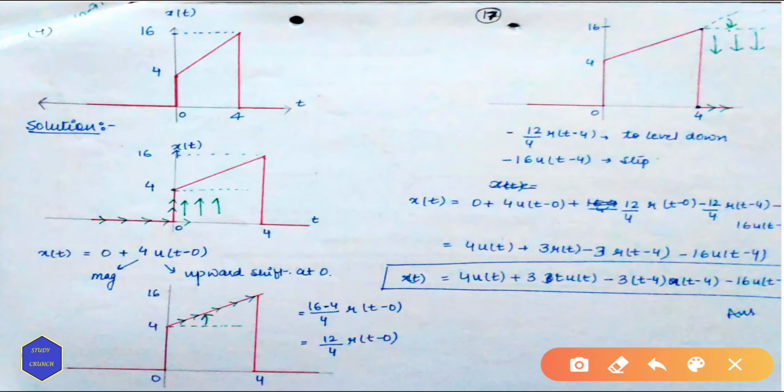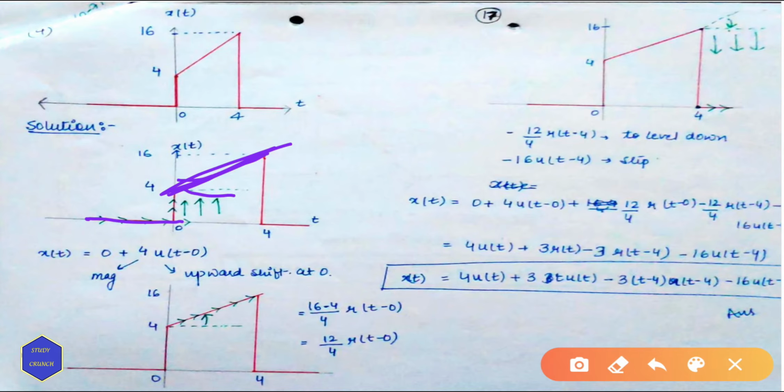Now we have both. First of all, moving from left, at t is equal to 0, we have 4u(t minus 0). Then there is an upward shift. For that upward shift, we have 16 minus 4 because it is shifting till 16. So 16 minus 4 by 4, r of t minus 0, that will become 12 by 4 r(t minus 0). That is on solving the equation.